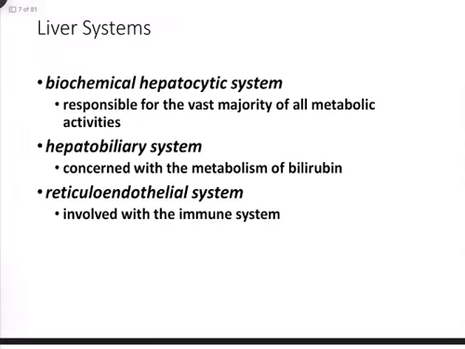So your liver has many functions. You have the biochemical hepatocytic system first, which is responsible for the vast majority of all metabolic activities. Then you have the hepatobiliary system, concerned with the metabolism of your bilirubin. Then you have the reticuloendothelial system, which is involved in the immune system.